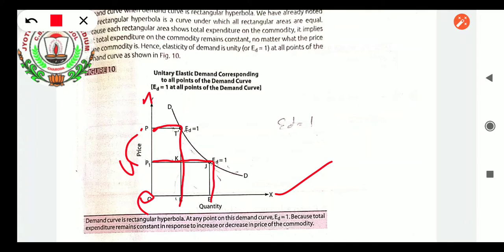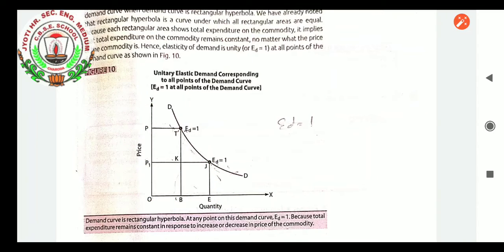So this is the way the rectangles have been formed. Actually they are not squares, they are rectangles. Students are finding three squares there, but actually they are not squares. When the price is P, the quantity demanded is B. And when the price is lowered to P1, the quantity demanded is E. Now, if you connect the points by a locus, we get a curve. Here it is the DD line, the demand curve. Here ED equals 1 and here also ED equals 1.